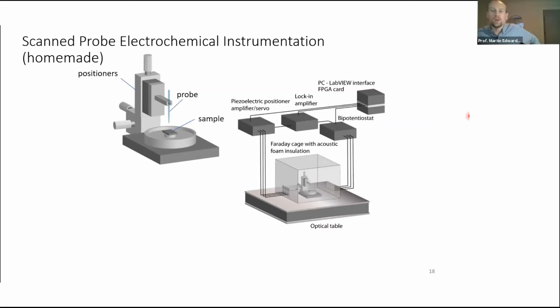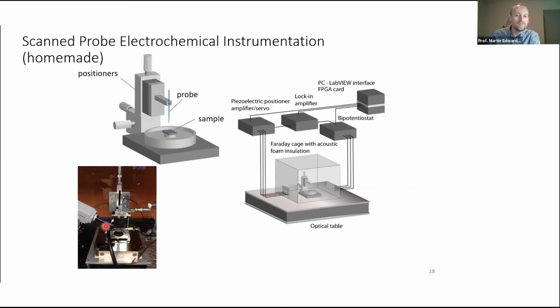What does the instrument look like? Not too dissimilar to a typical AFM, perhaps. The probe holder has to be modified because we've got a pipette and we want to connect some wires to it. But that's a little bit different. We'll have some current amplifiers in the system, and then we've got the same kind of acoustic isolation. We'll want a Faraday cage, as I said, those low currents. And for our homemade one, we use an FPGA card to do some control of the system.